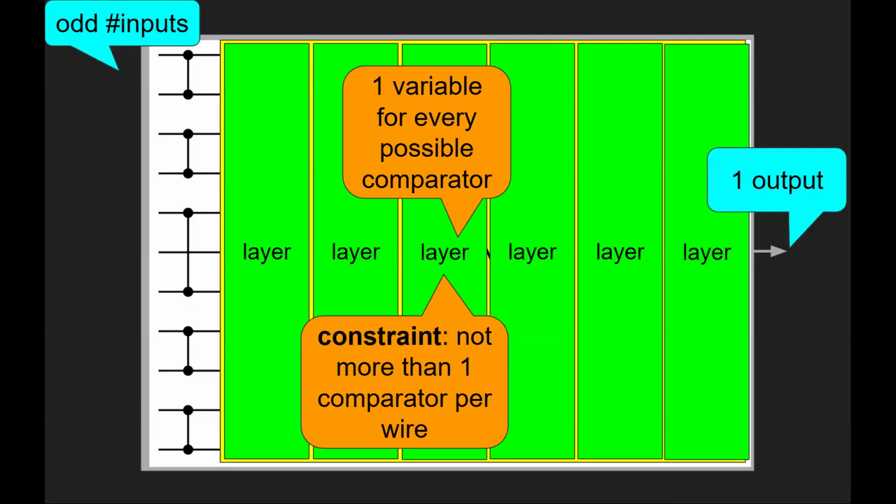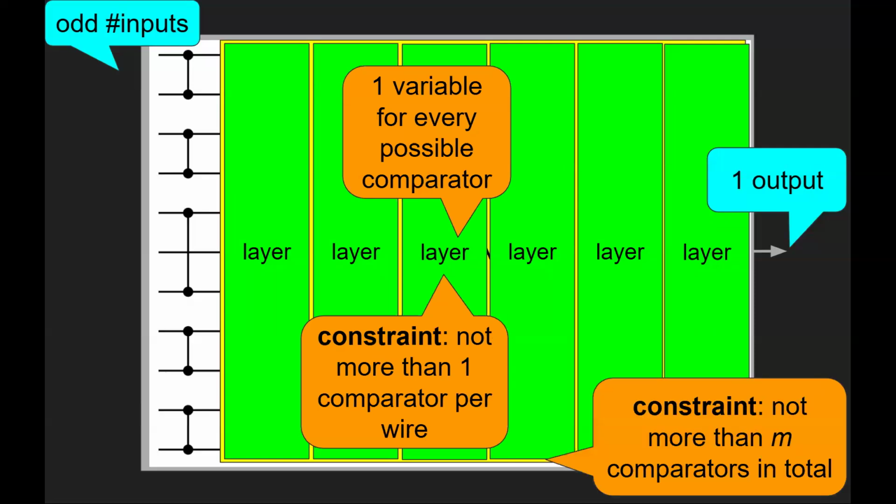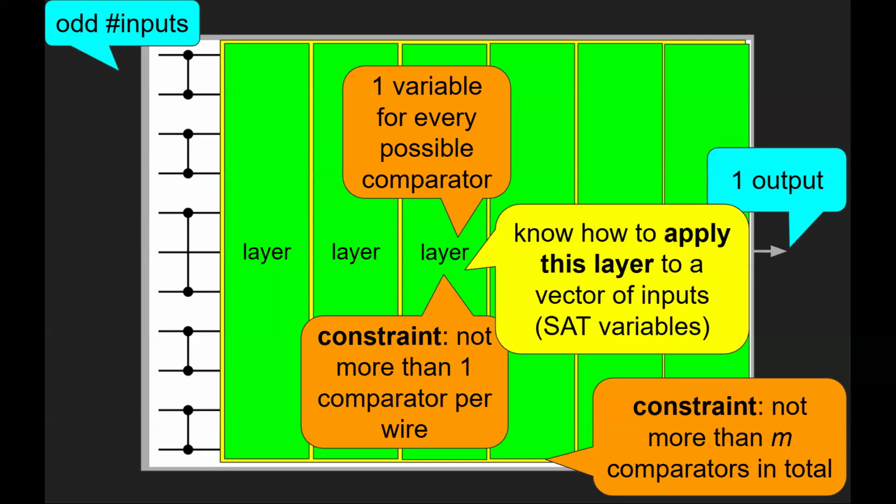At most one comparator. And of course there's a constraint saying the total number of comparators must be less than m for some chosen number m. For target, this is the number of comparators we want. And then we have a symbolic layer like that.